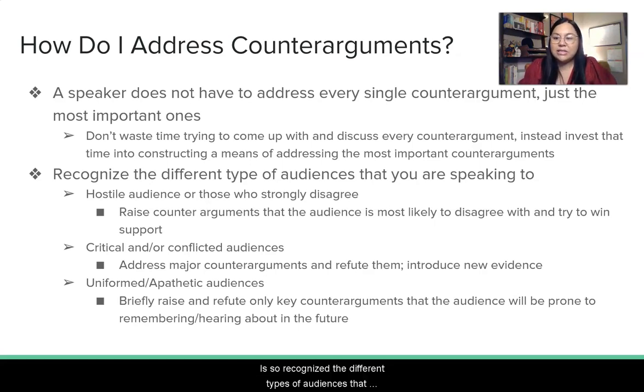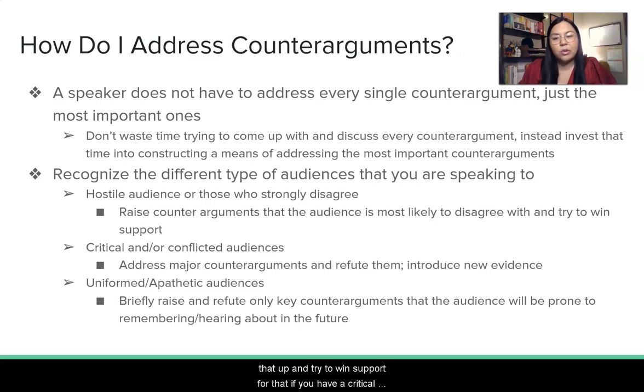Recognize the different types of audiences that you're speaking to as well. It's very important to understand the context in which you are speaking, or the rhetorical situation. Sometimes you might have a hostile audience, or those who strongly disagree, especially if you're talking about something more controversial or more able to be polarized. Raise counter arguments that the audience is most likely to disagree with and try to win support. If you're arguing against something and you know that there's maybe a more outlandish point of view, or something that's more easily disagreed with, you can bring that up and try to win support for that.